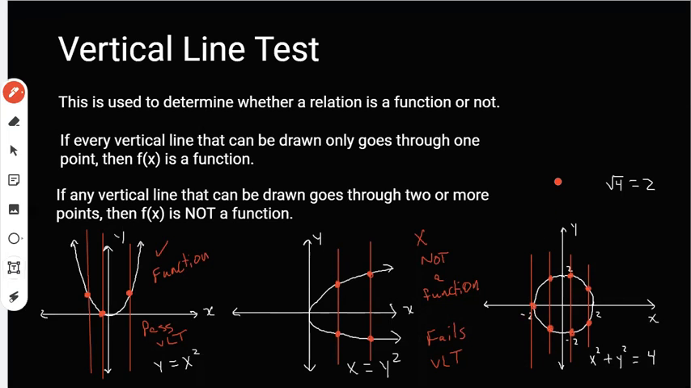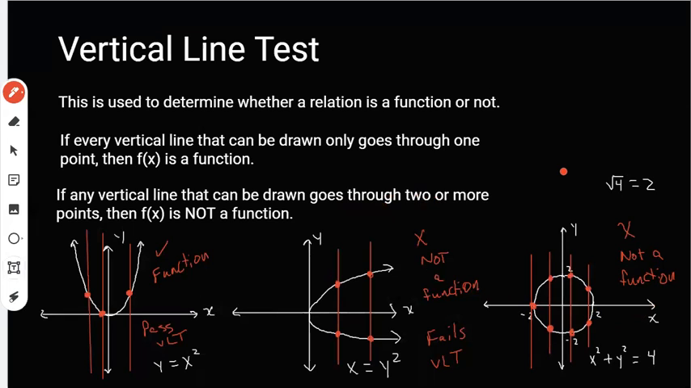Okay? So what does this mean? We can draw a line that passes through 2 points. Therefore, it fails the vertical line test. This is not a function. Not a function. And why is that? Because every single vertical line, well, almost every vertical line, goes through 2 or more points, right? So this cannot be a function. And it's pretty easy to see why. It's because it crosses twice.